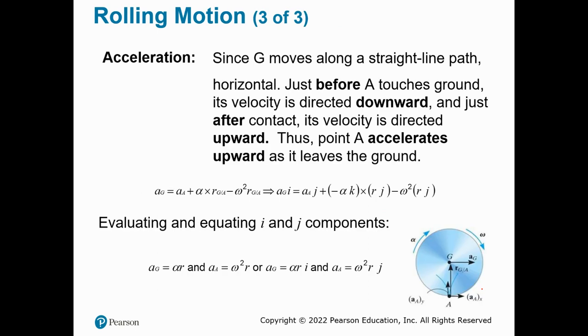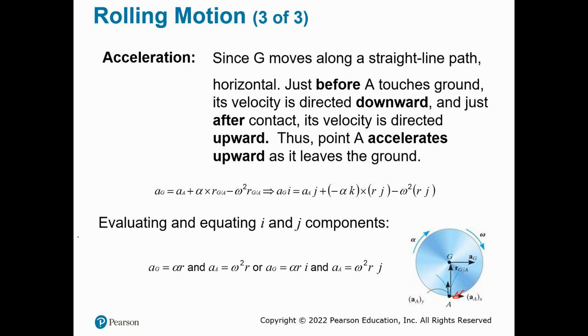Let's take a look at acceleration. Since G, the center of this plate right here, the center of the circle, moves in a straight line path horizontally. Just before A touches the ground, the velocity goes downward. Just as it touches the ground, the velocity of A goes downward. I kind of drew it at an angle, but imagine it's very, very close. It's going straight down, not at an angle, just like gravity going down. And then just right after the contact, the velocity will go straight up. So this point A accelerates upward as it leaves the ground.